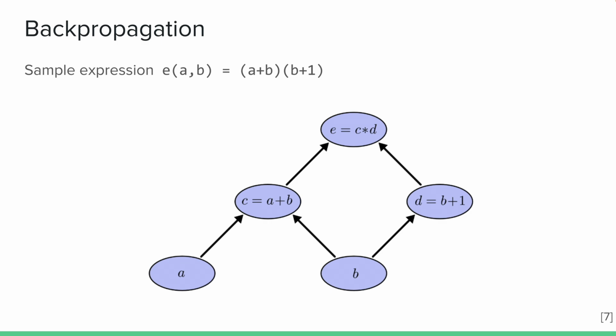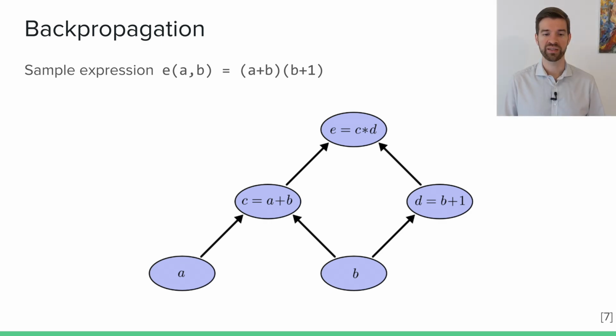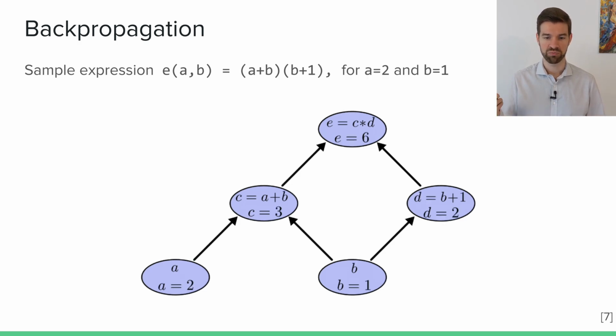Let's have a look at an example to see this in action. This is our sample expression, a function e, that takes the values a and b, and we compute (a plus b) times (b plus 1). So we have a and b as our inputs, and then we can visualize it in this graph. We calculate c as the sum of a and b, and d as the sum of b and 1, which are then multiplied to obtain the value for e. So let's put in some numbers. a equals 2, b equals 1. Then you run it through and you get the value e equals 6.